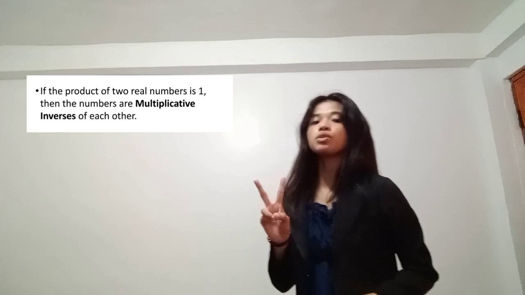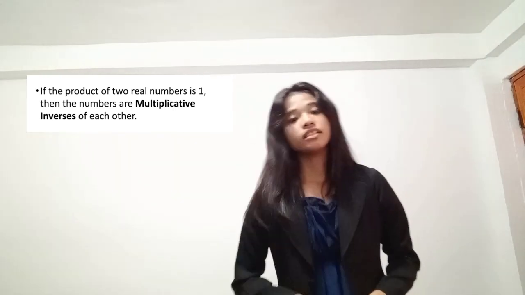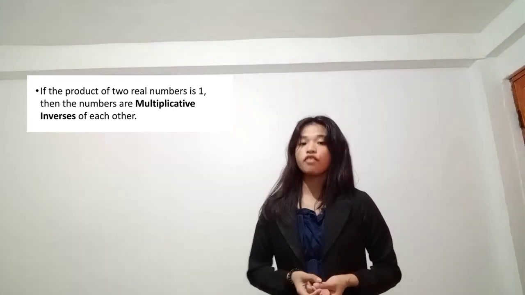If the product of two real numbers is 1, then the numbers are multiplicative inverses of each other. In modular arithmetic, the multiplicative inverse of a number is another number that, when you multiply them together, gives a specific result. In modular arithmetic, we are working with numbers that are defined with respect to a particular modulus. A modulus is a positive integer that defines the clock we are working with.